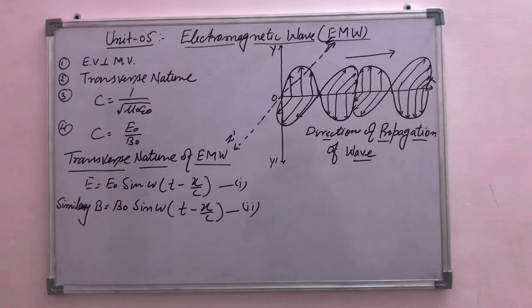So it is the qualitative idea that is in your syllabus. Mathematical idea or the quantitative idea is not included in your syllabus. Okay. So next thing is, what is the electromagnetic spectrum? So first thing is, what is the definition?